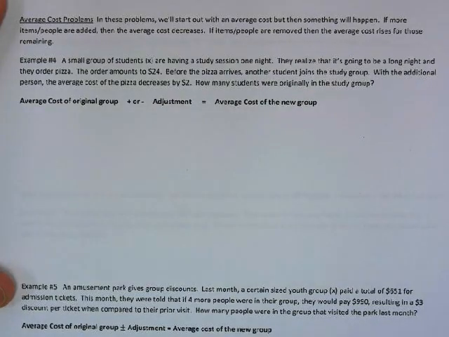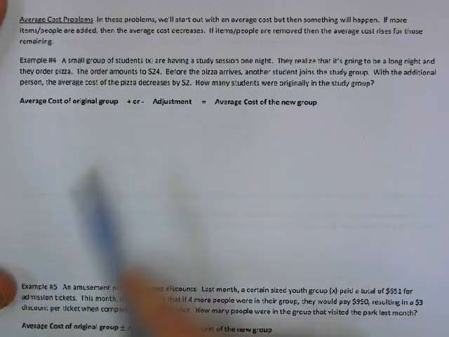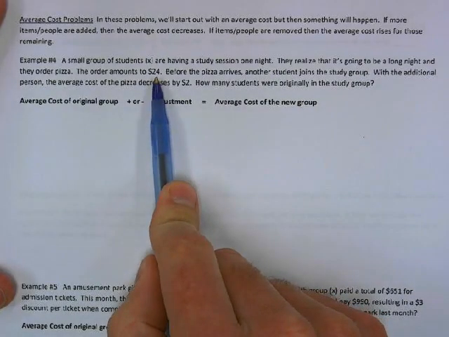So let's think about that. Does that really make sense? Well, sure, because we order some pizza, it's going to cost $24. The pizza's already on its way, we're not changing our order.